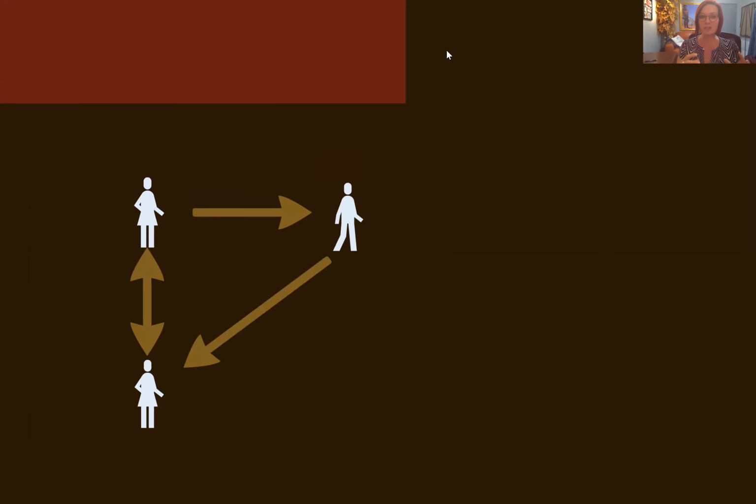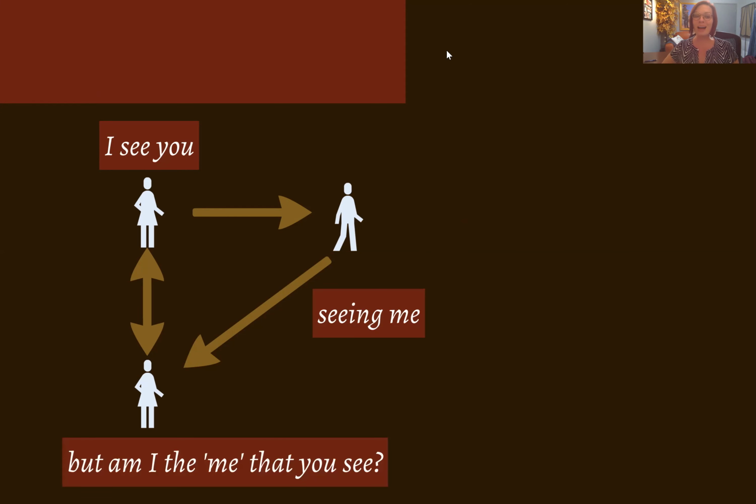At this stage of development, we understand that people are seeing us and that they have a perspective in how they see us. The way that this is phrased by Fowler is, I see you seeing me. So the brain is able to say, okay, I see you and I know you see me back. But it creates this existential question: but am I the me that you see?